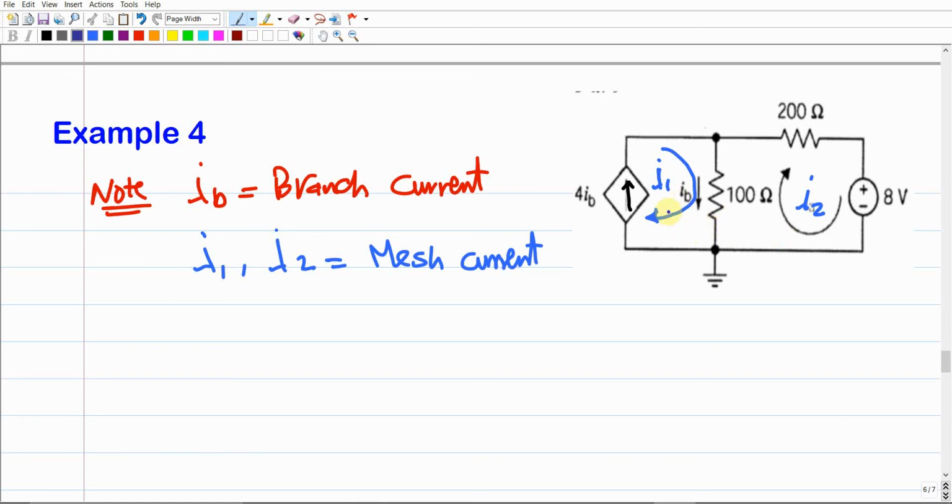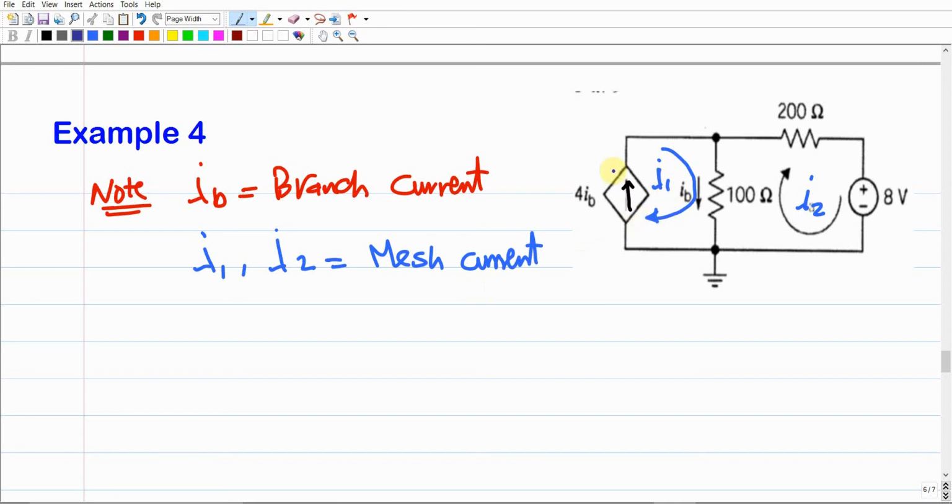For example, if I ask you to apply Kirchhoff voltage law to the first loop, can we? No. Why? Because we have no clue how much is the voltage over this current source. It is not given. Make sense? But the good thing is that we should understand that I1 equals IB. Why does I1 equal IB?